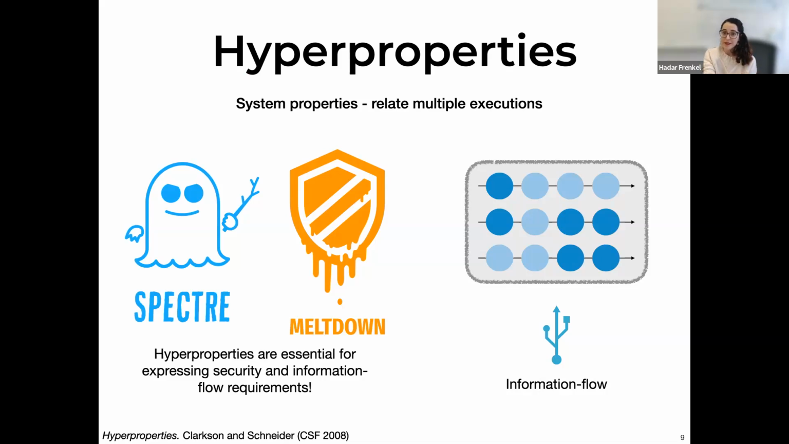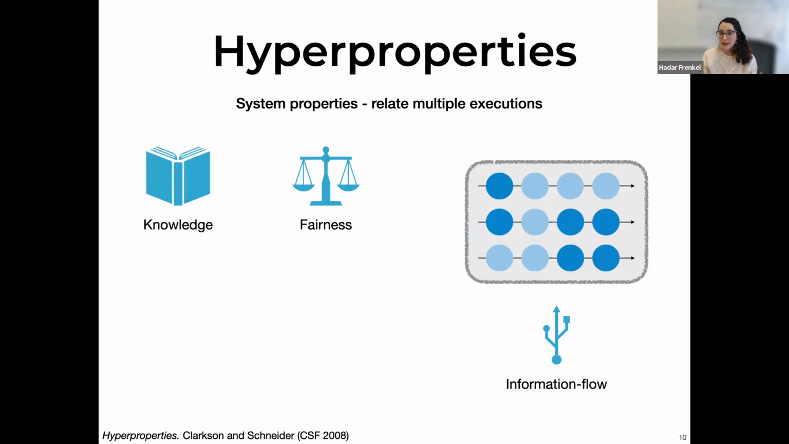However, hyperproperties are not limited only to information flow and security, but they appear really almost everywhere. So I'm going to name just a few examples now. The first example is knowledge, which I'm going to explain a bit later. The second example is fairness.